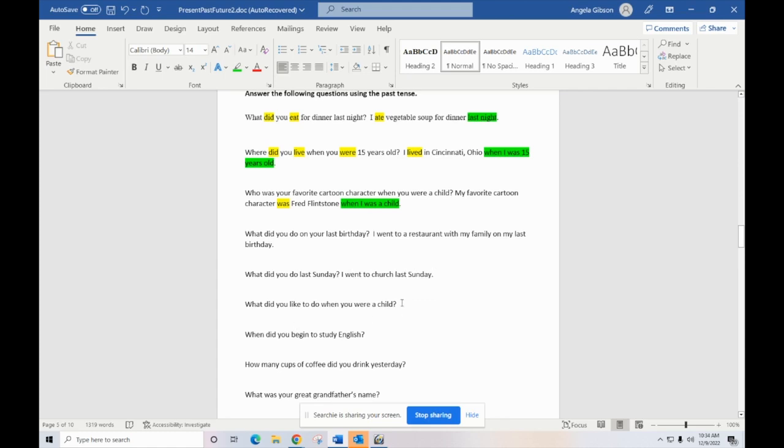What did you like to do when you were a child? I liked to go swimming when I was a child. When did you begin to study English? I began to study English in elementary school.